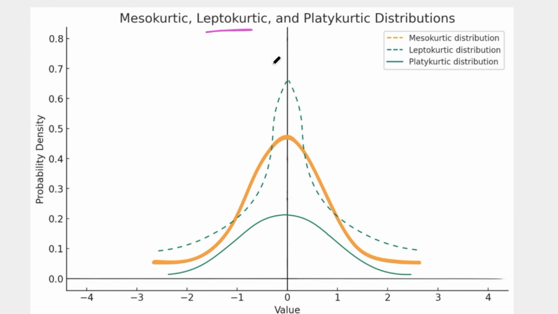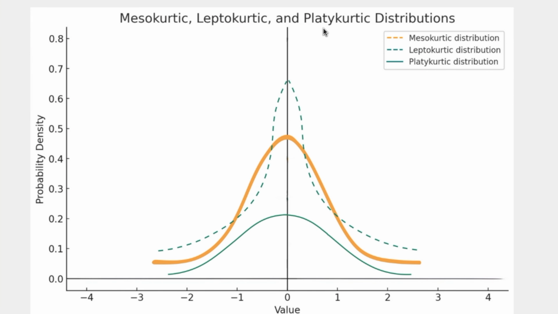Number one is leptokurtic. This distribution is more peaked than the normal distribution. It has fatter tails, meaning there's a higher probability of extreme values. Picture a tall, skinny peak with long tails. This indicates more frequent extreme deviations from the mean. In this diagram, the leptokurtic distribution is the one with the sharp peak and long tails.